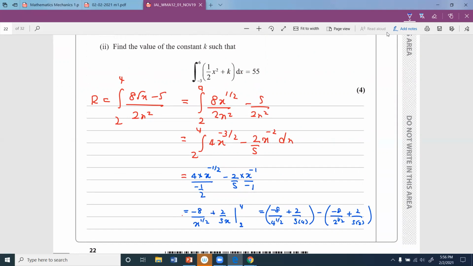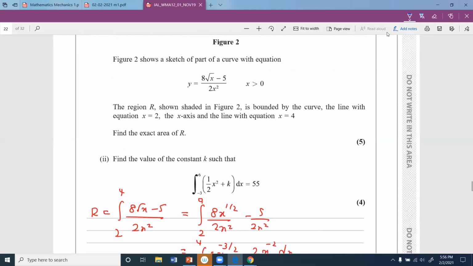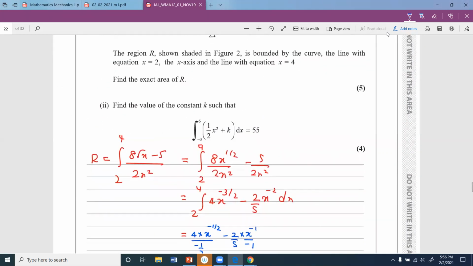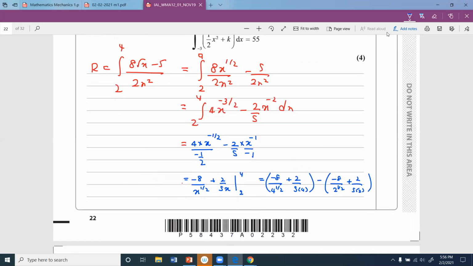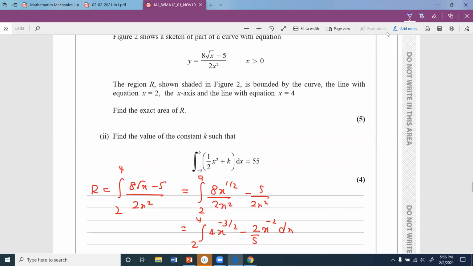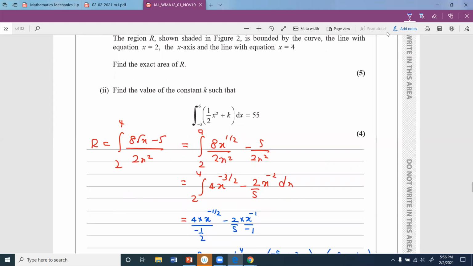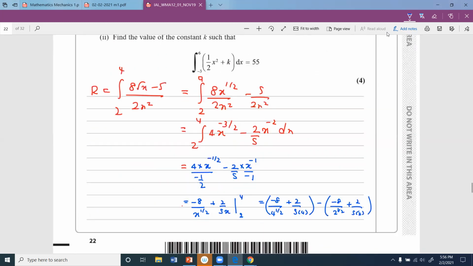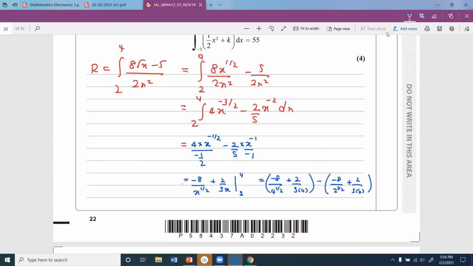The question is 8 root x minus 5 over 2x squared. 8 root x is 8x to the power half over 2x squared, minus 5 over 2x. Yeah, 8 root 2 is just 4x to the power minus 3 over 2. It's minus 4, minus 2. That's great. Okay. Then if you just do it, x to the power minus 3 over 2 plus 1 is minus half, minus 5 over 2 into this is, so this is plus.